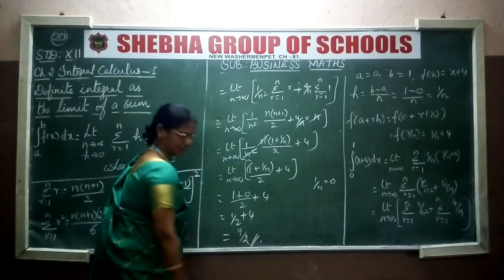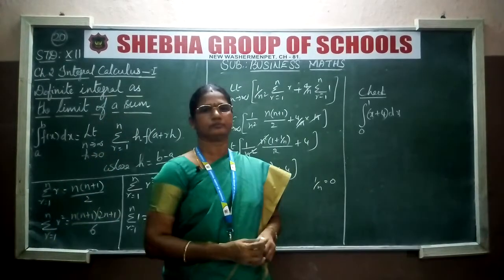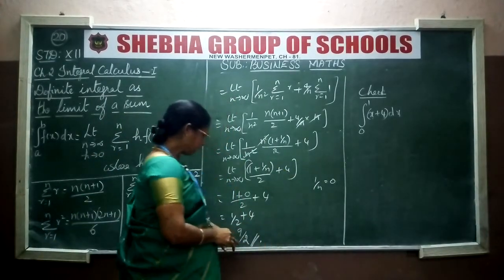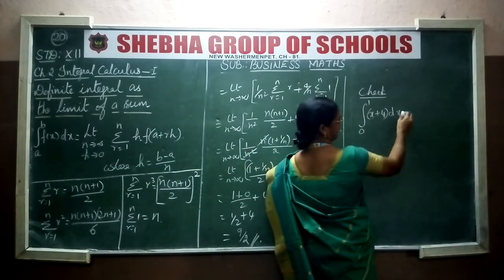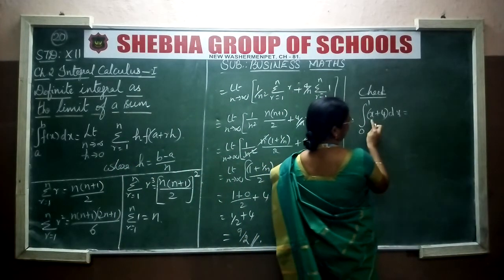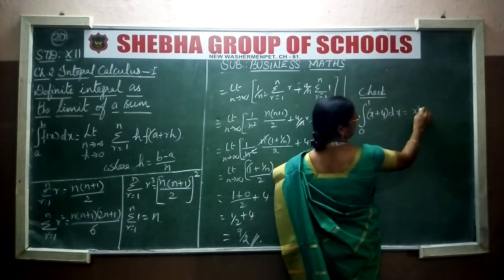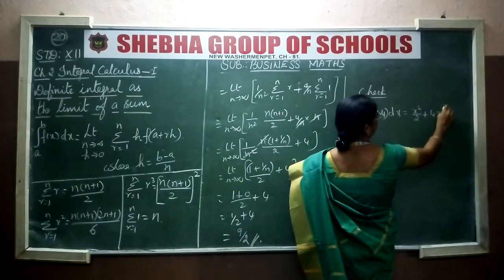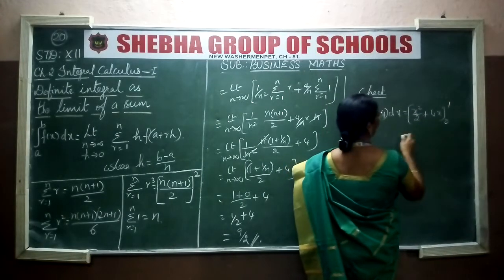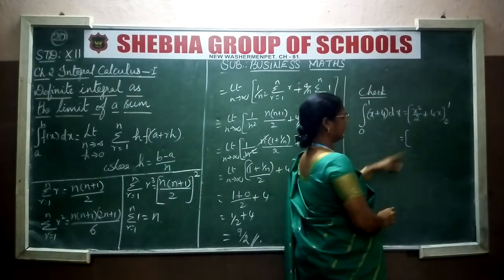This is our answer. Understood? Suppose you are having doubt, check. Check like as usual, we do the integration. The integral is equal to integrating x, we get x square by 2 plus 4x from 0 to 1. Now substitute the upper limit.